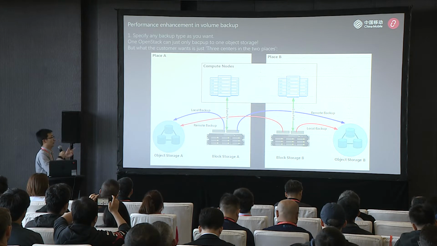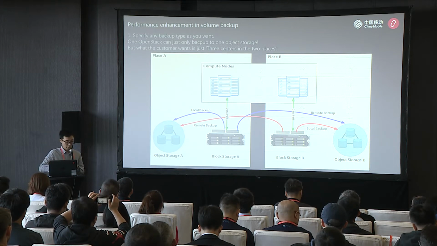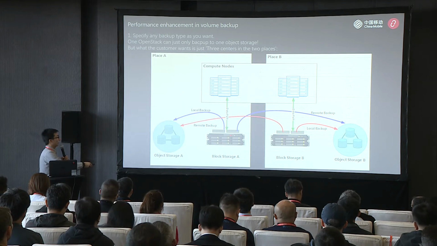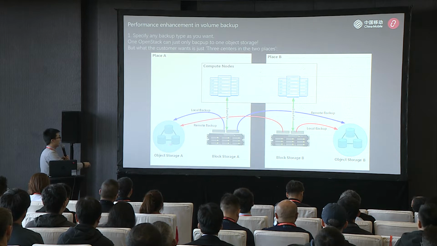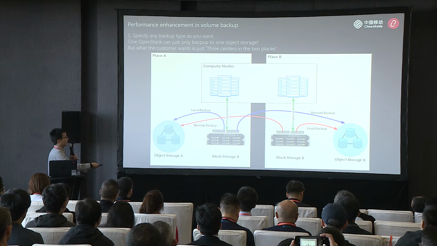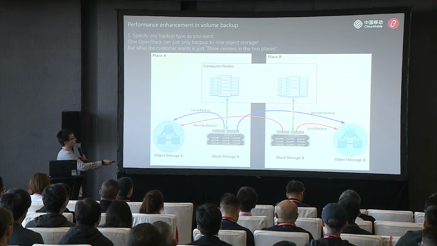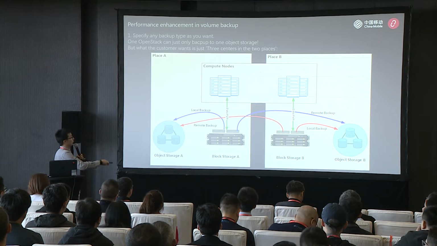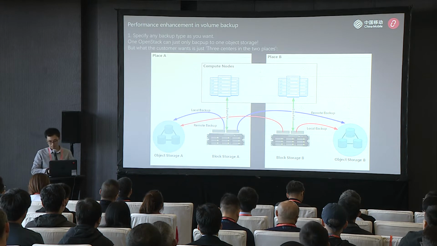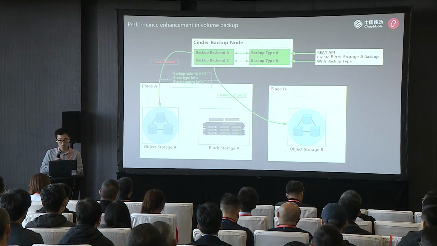This is just what we want. Block storage A can do a local backup to object storage A, which can restore fast. And also we want to back up the data to a remote object storage B. When place A is down, we can recover the business as soon as possible.